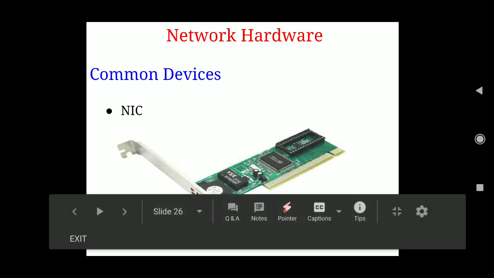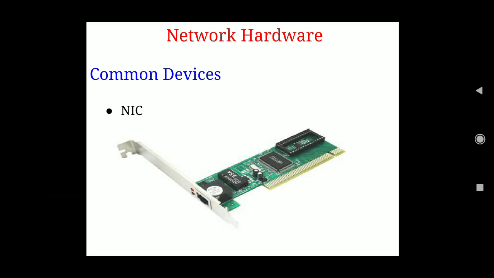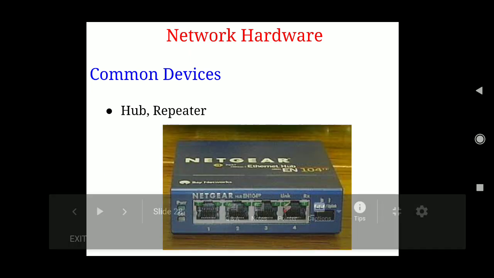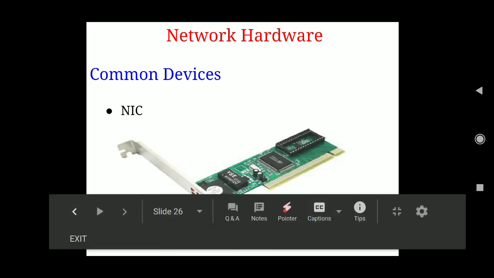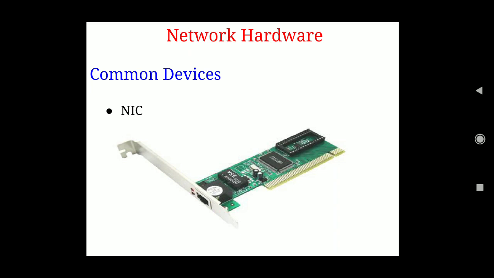The first is the network interface card, NIC in short. Basically you can see this particular component inside the machine or the CPU box, so it is not easily visible externally. Only this particular part may be visible outside. This is the part which is seen outside.